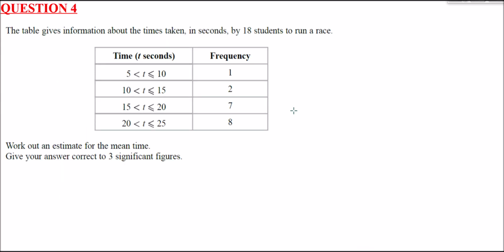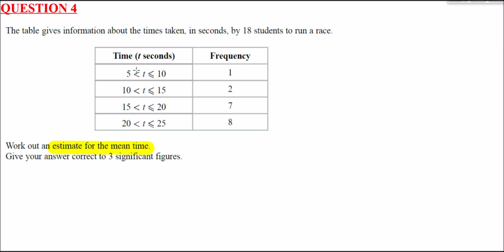Question 4. A table giving information about the times taken in seconds by 18 students to run a race. We need to estimate the mean time. So it's a grouped frequency table. We need to estimate the mean time. This is where you need to know to take the midpoints of these intervals.